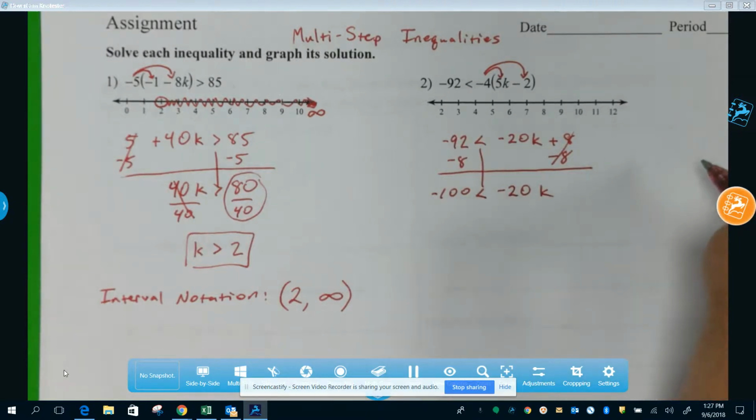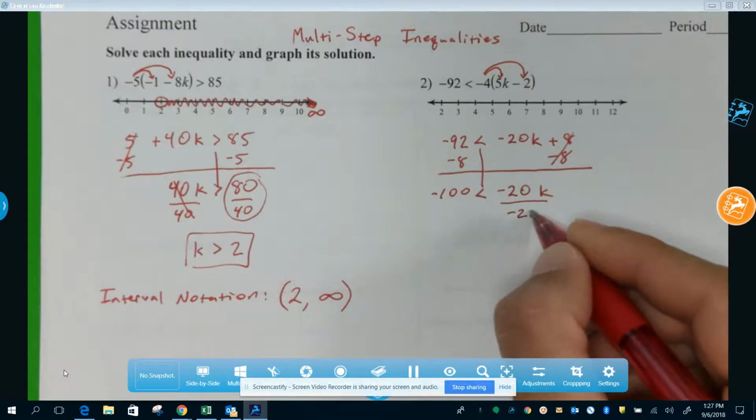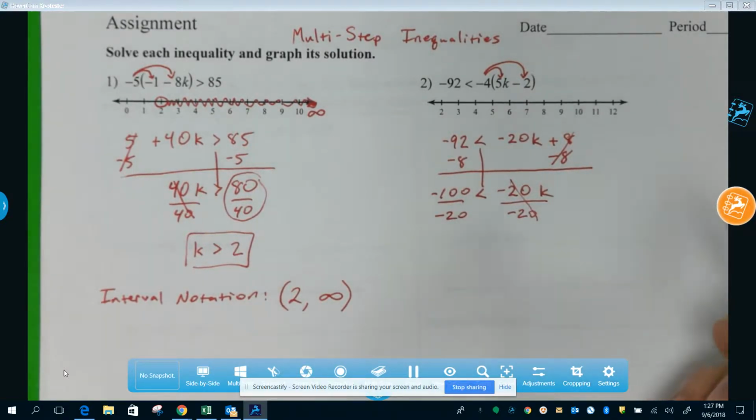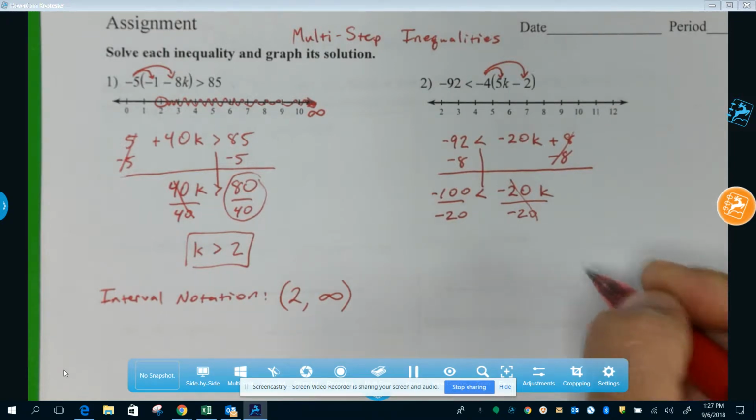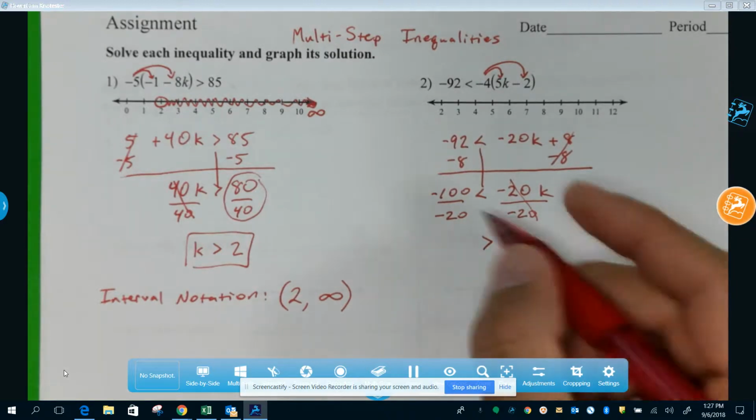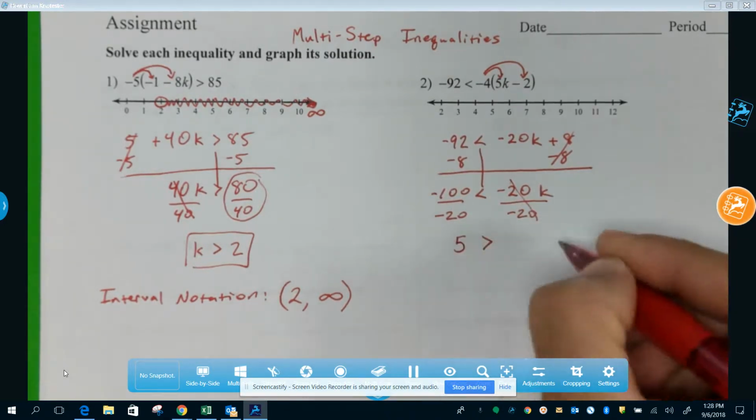And we have -20k on the right. Now, to get the k by itself, we're going to divide by -20. We're going to divide by -20 on both sides. When you divide by a negative, you better flip that sign. So instead of less than, it's going to flip to a greater than. Negative divided by a negative is positive. 100 divided by 20 gives me 5.